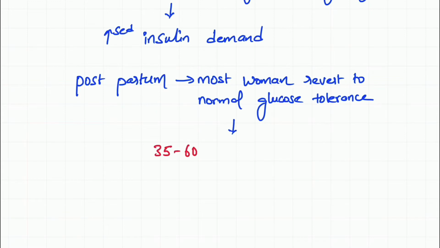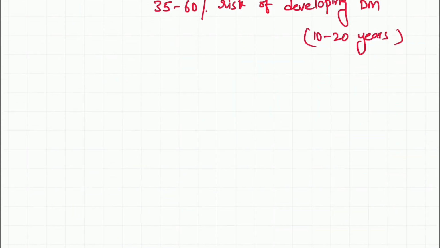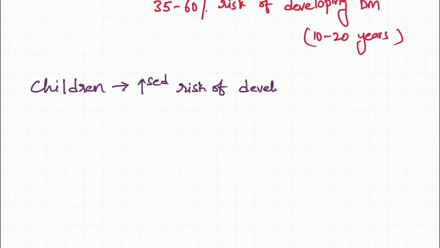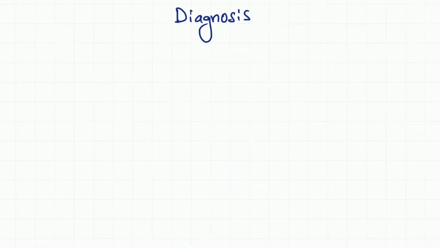So, coming to the postpartum state of these gestational diabetes mellitus patients, most women with GDM revert to normal glucose tolerance postpartum, but there is a substantial risk of 35 to 60% of developing diabetes within 10 to 20 years of postpartum. So, children born to these women will be at increased risk of developing metabolic syndrome and type 2 diabetes mellitus.